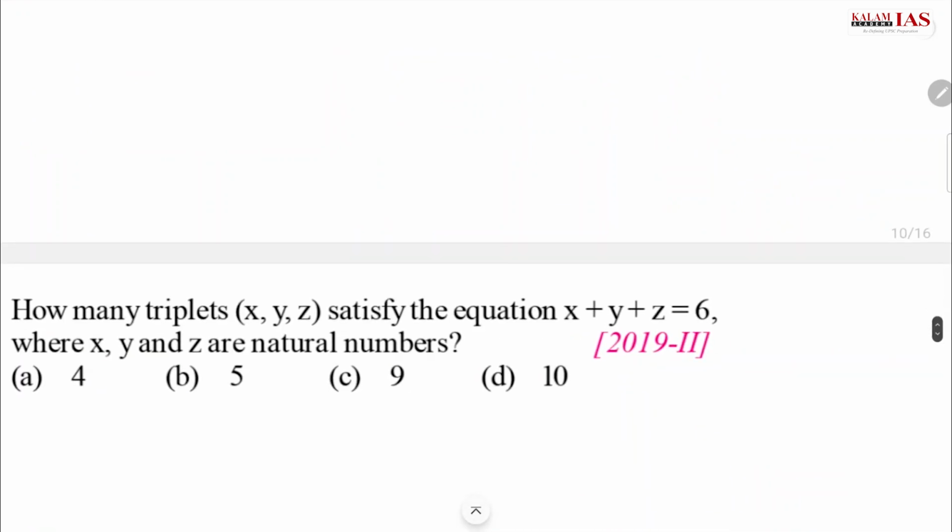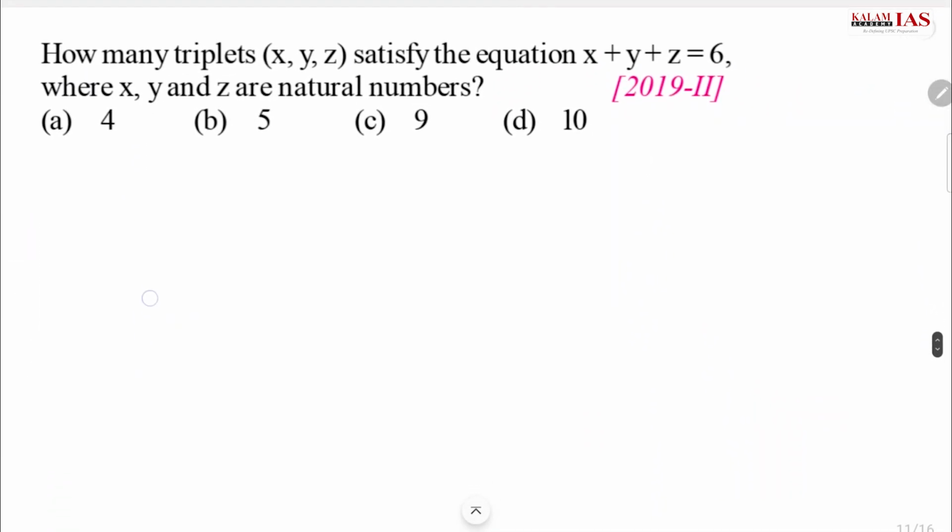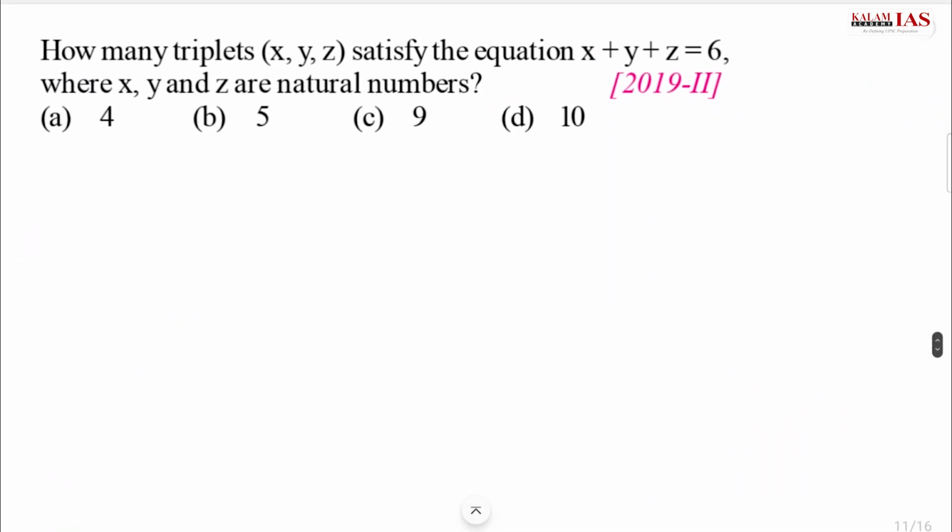Moving on to the next question. You have another 1 minute and then we will solve it.